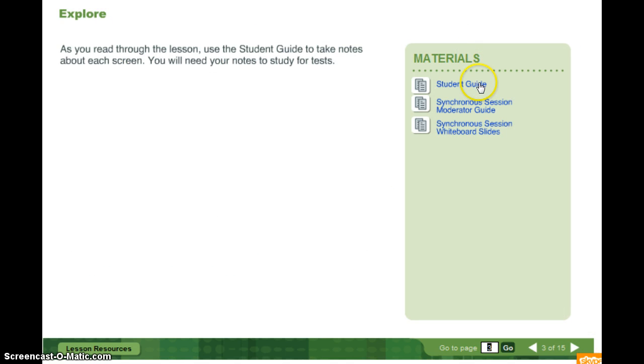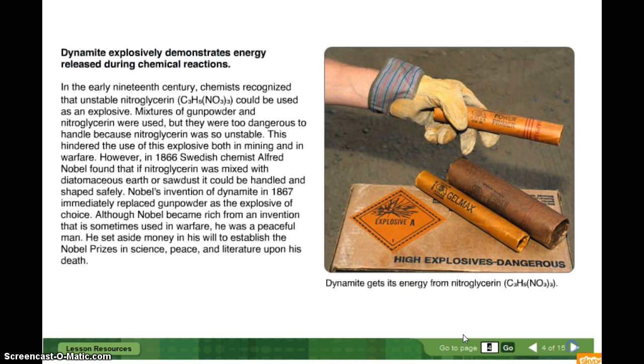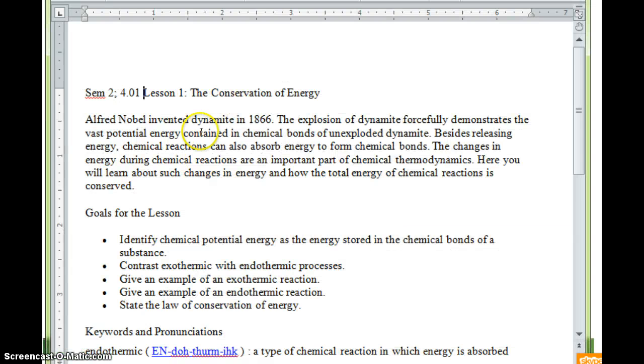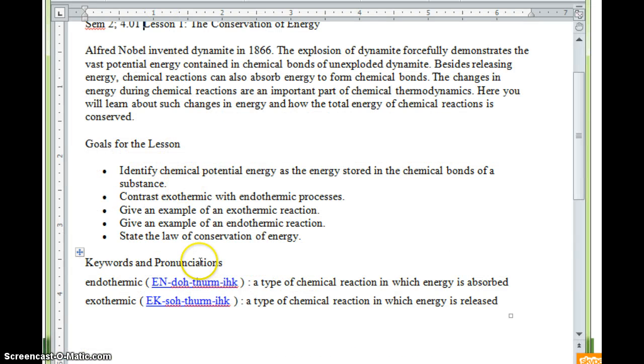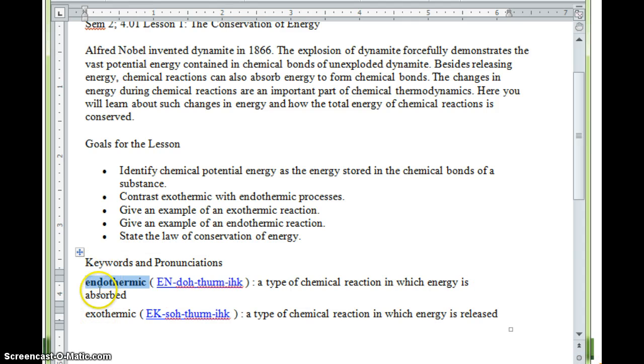And on slide 2, you can download the study guide. From the study guide, I just left the first paragraph, the goals, and our keywords. Endothermic, which means that energy is absorbed. And of course, exothermic. If you look at the word part, exo means out or released, like an exit or an exoskeleton.